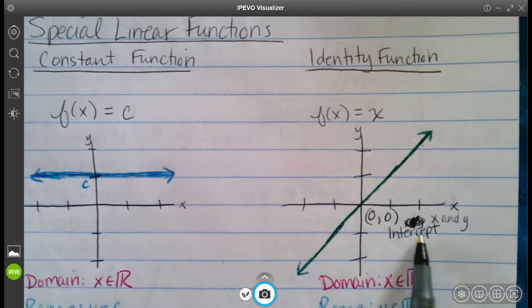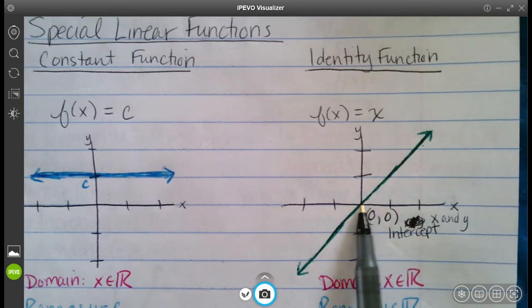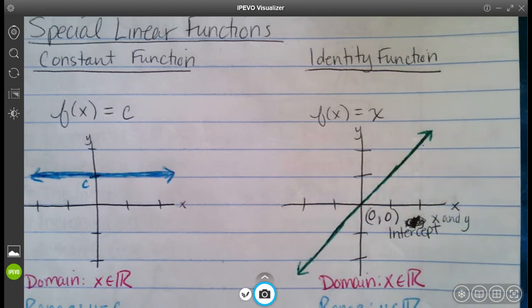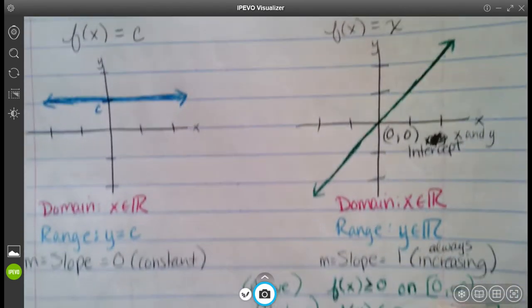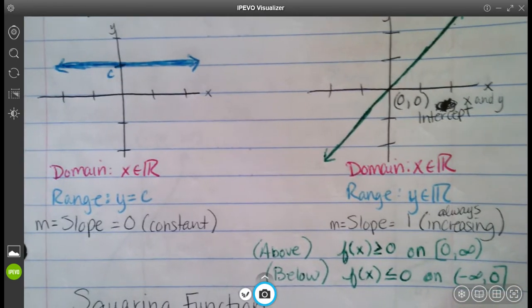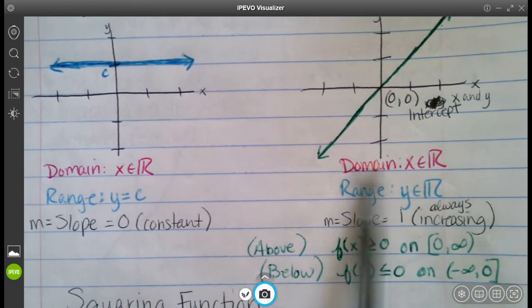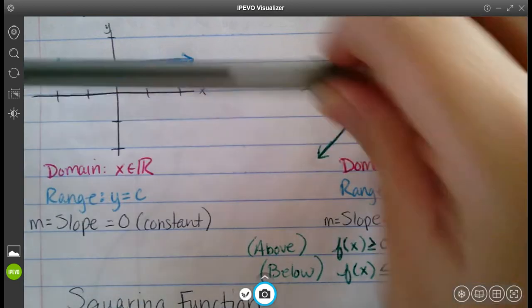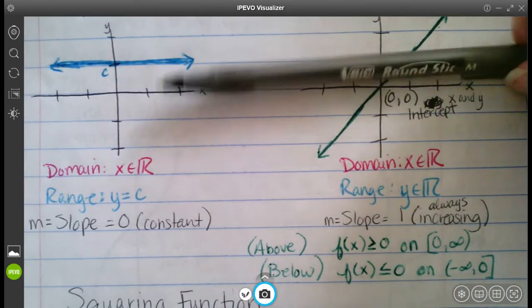The x-intercept and the y-intercept are also in the middle, so 0, 0 is going to be our intercepts for this parent function here. Okay, a couple of properties for these guys. Their domains are the same. So the domain is everything, all real numbers, because they both go on forever, left and right, okay?